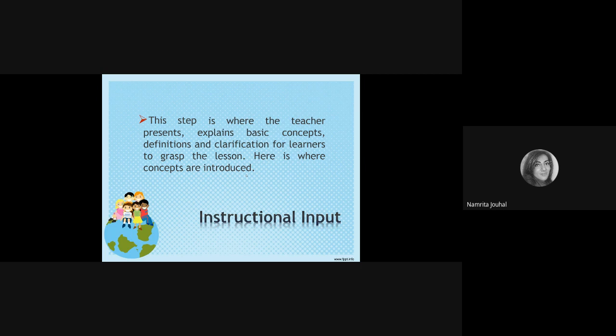Then instructional input, so ensuring that the concept the teacher presents or explains clarifies everything to the learners. Every new definition is explained in simple language so that everybody understands it, and the concepts are introduced in a way that depends upon the ability of your children.